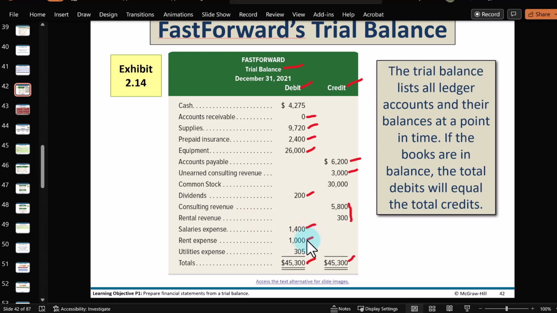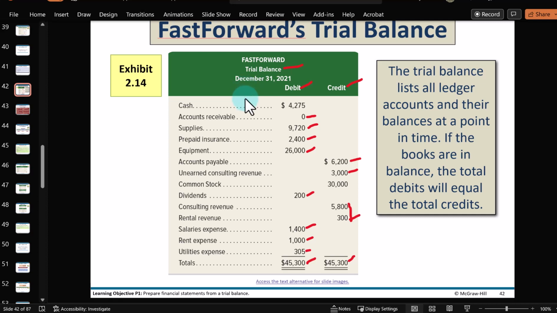Maybe I'm offsetting it because I'm subleasing part of my office and collecting this amount of rent. Here's some utilities I'm paying. Maybe it's going to go up because of inflation and my electricity bill is going to go up. So again, you can kind of analyze the profitability and financial condition just by taking a glance at a company's trial balance. But this is not a formal financial report or financial statement.